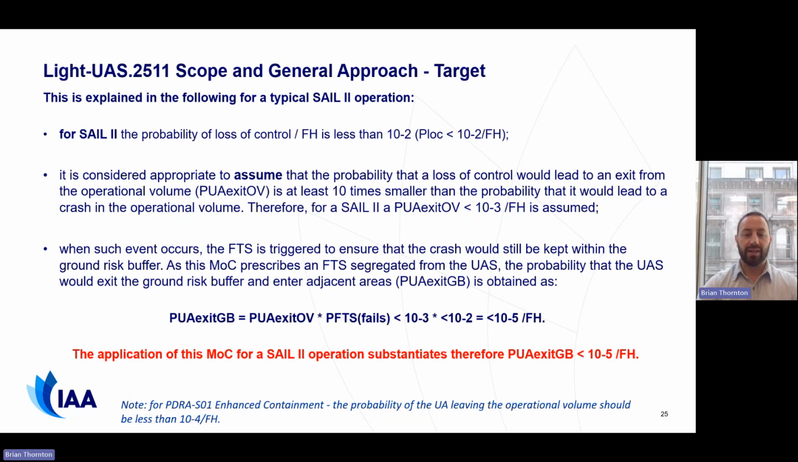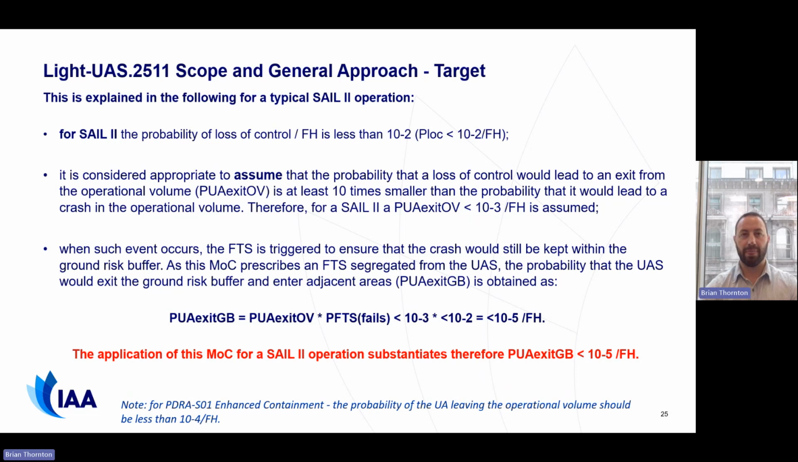The equation below states that the probability of the UA exiting the ground risk buffer is equal to those two variables: the probability that the UA will exit the operational volume, multiplied by the probability that the flight termination system fails when integrated into the system. So the product of the two variables, 10 to the minus 3 multiplied by 10 to the minus 2, is equal to 10 to the minus 5.